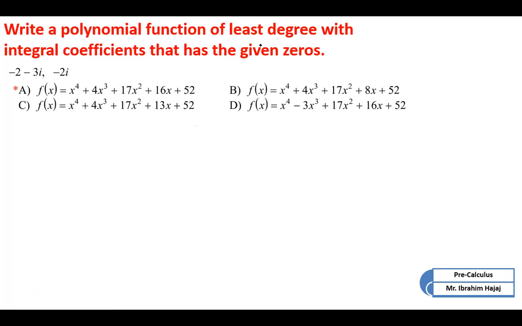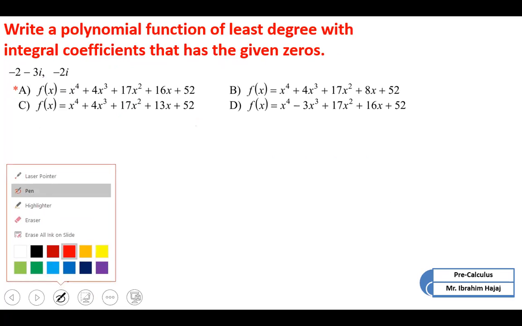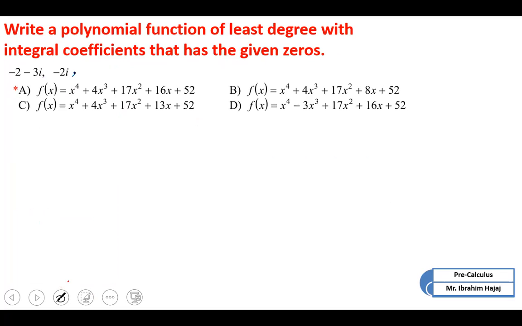Here, write a polynomial function of least degree with integral coefficients that has the given zeros: negative 2, minus 3i, and negative 2i. So what should we add here, guys? Yes, we should add more zeros.